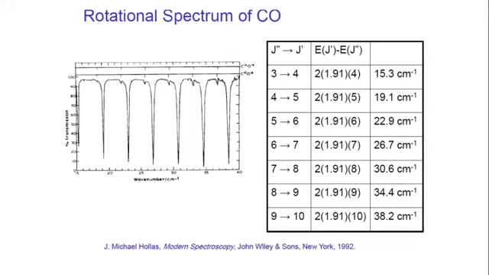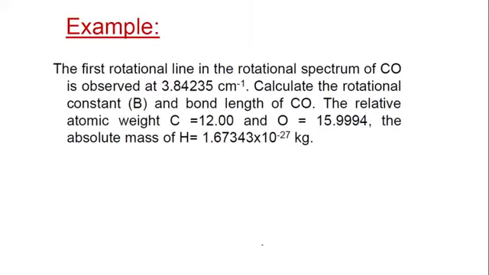This is another rotational spectrum, for CO, carbon monoxide. Let me see the example related to this. The problem is: the first rotational line in the rotational spectrum of CO is observed at 3.84235 centimeter inverse.